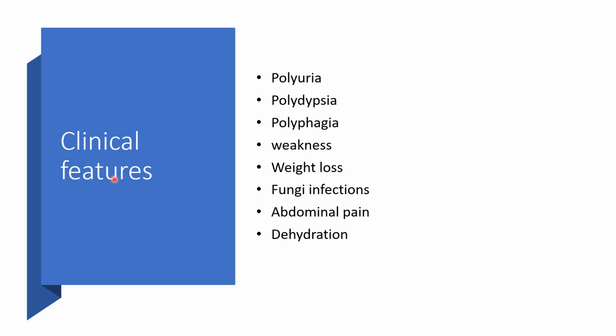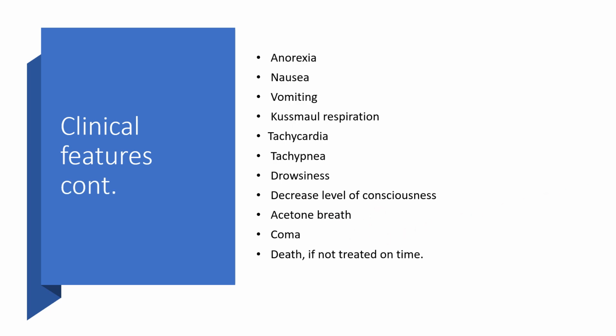Now, what are the clinical features of diabetic ketoacidosis? Polyuria, polydipsia, polyphagia, weakness, weight loss, infection, opportunistic infections, abdominal pain, dehydration. Other clinical features will include anorexia, nausea, vomiting, continual respiration, tachycardia, tachypnea, drowsiness, decreased level of consciousness, acetone breath, coma, and if not treated on time, death.